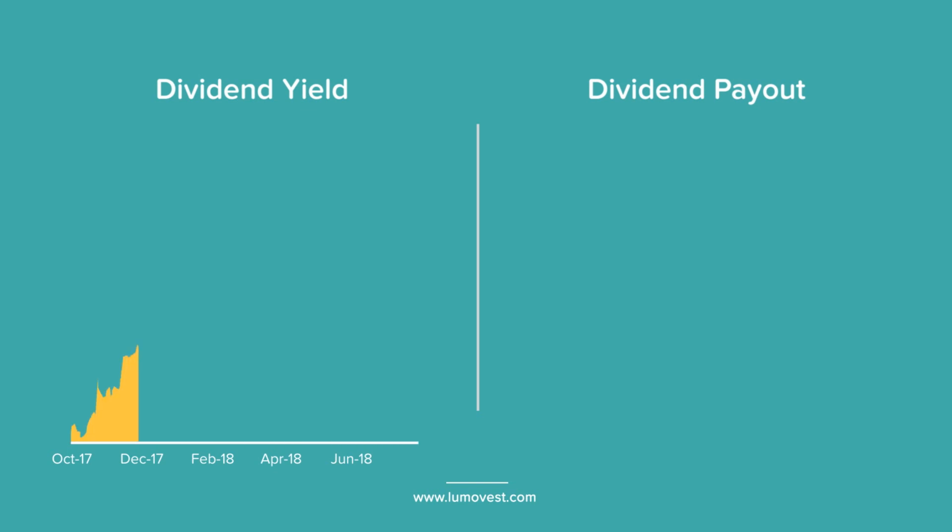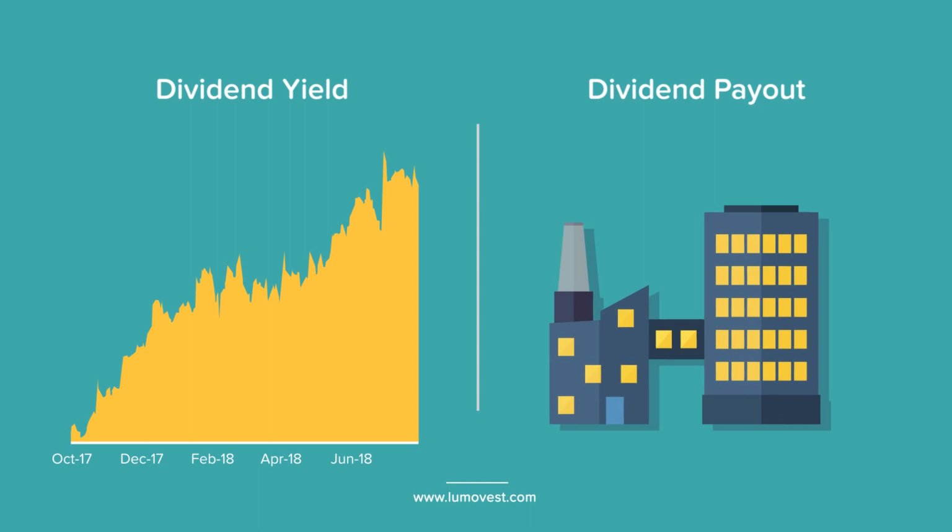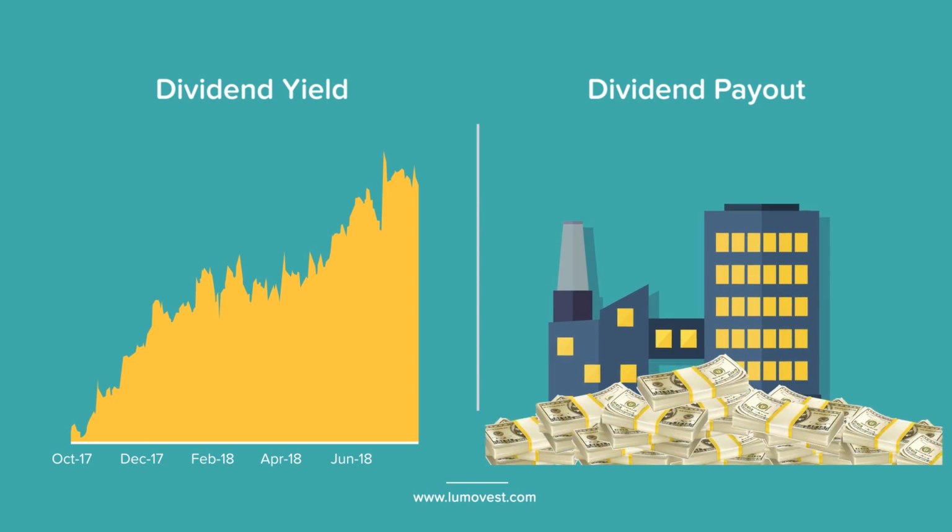Along with dividend yield, which we covered in a previous video, dividend payout ratio is used to analyze a company's dividend payments. Whereas the dividend yield puts the company's dividend payments in perspective with the stock price, the dividend payout ratio puts the dividend payments in perspective with the profits it's earning.